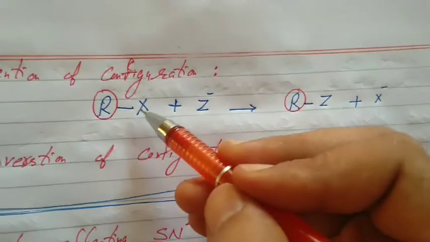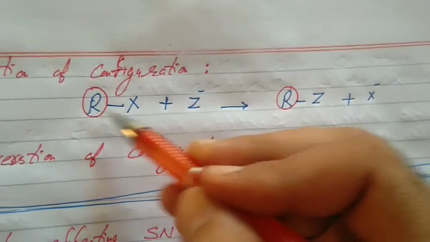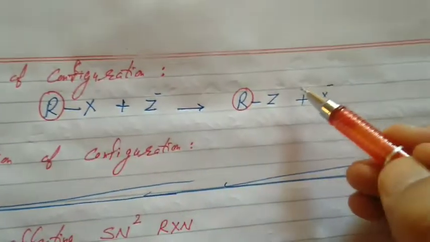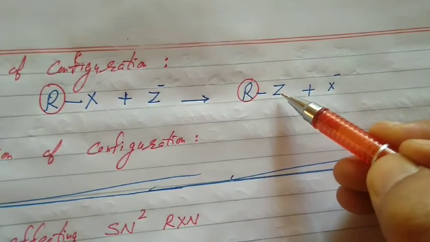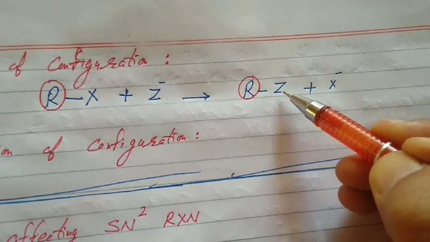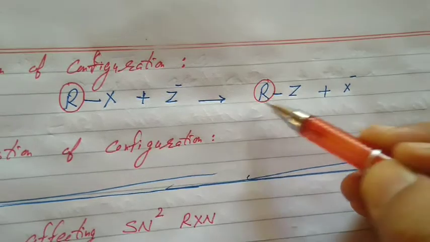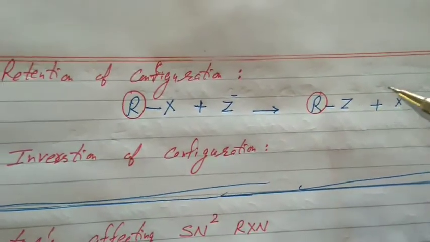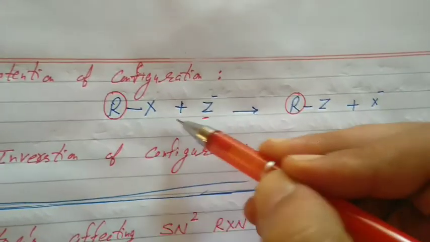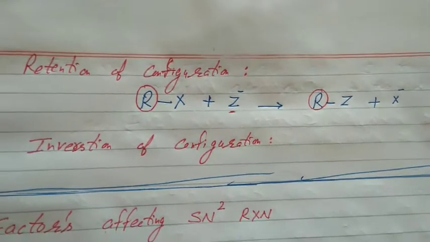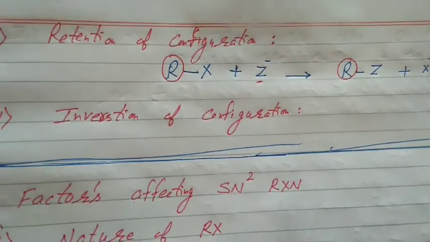It is clear, the halide ion is on the right side of the alkyl group and the new group also occupies the same position, that is on the right side of the alkyl group. We call it retention of configuration. The new group occupies the same position as that of the leaving group. Second one is inversion of configuration.